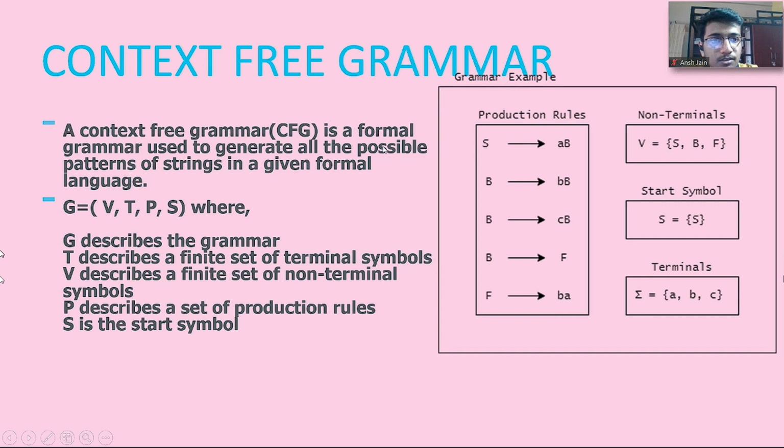If we come to this diagram, we can see all the production rules, and what does it exactly mean? When S derives AB, it means that B, as a non-terminal, can generate AB, and it can generate B again. This V represents the set of non-terminals, that is S, P and F. S is the start symbol, and the sigma depicts the set of all the terminal symbols, which are A, B, and C.